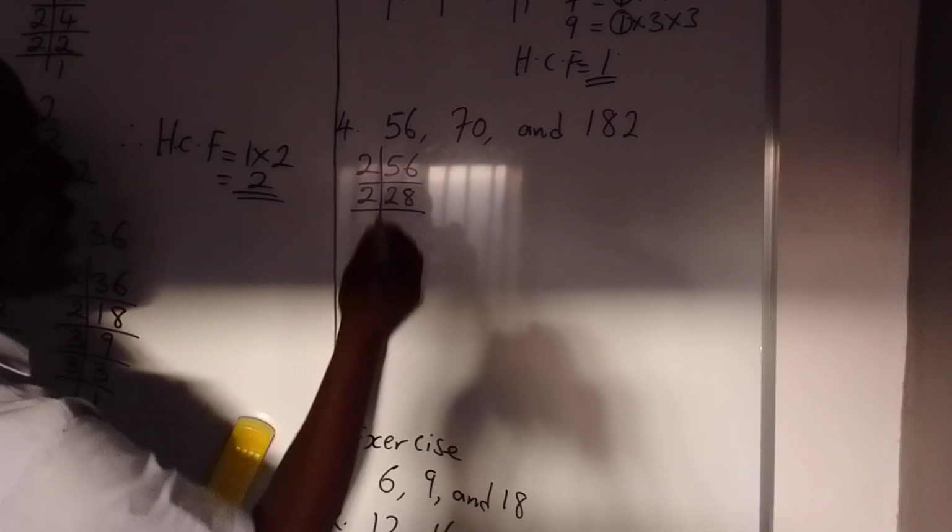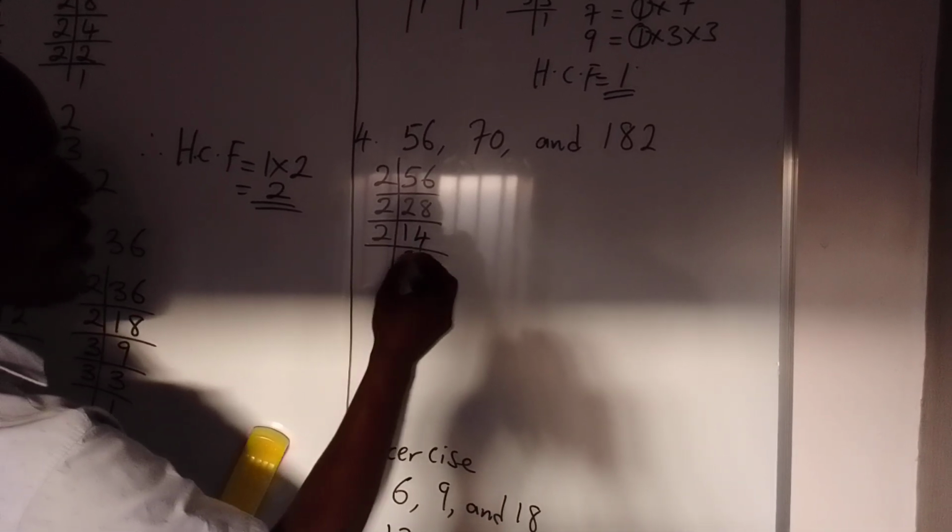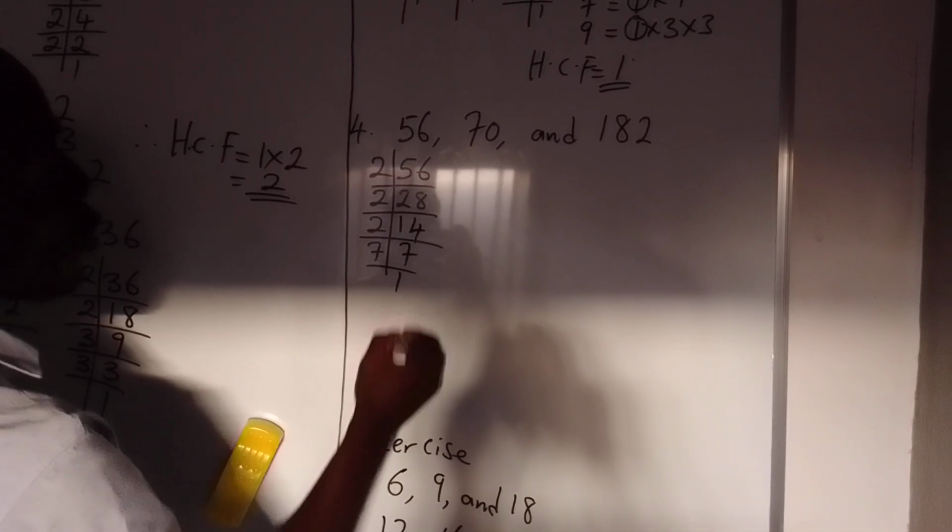So we have another one, 2 here. 2 into 2 is 1. 2 into 8 is 4. 2 into 14 is 7. 7 into 7 is 1.